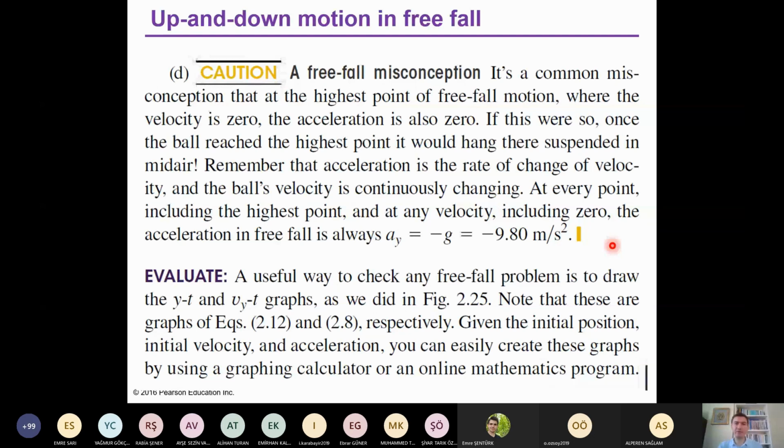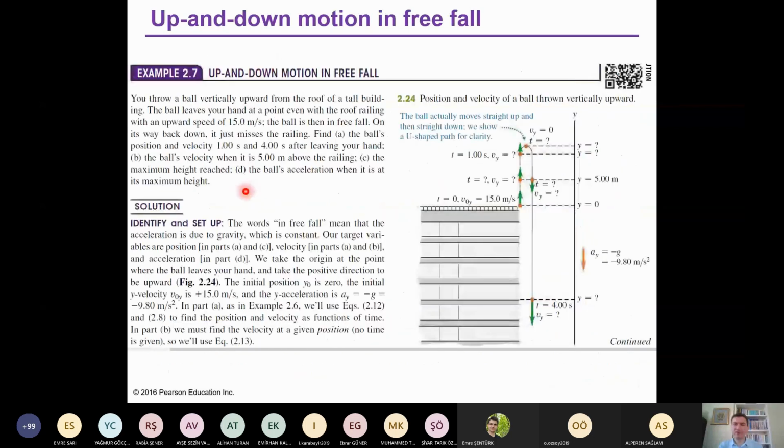Okay, we have already discussed this one. So this is a free fall misconception. What I have told you is that the last part of the question was this: the ball's acceleration when it is at the maximum height. What is the acceleration of the ball when it reaches its maximum point? Acceleration is due to gravity and it is constant everywhere. So acceleration here is also given by minus 9.8 meter per square second. Okay, so it is discussed here. I will not go into detail.